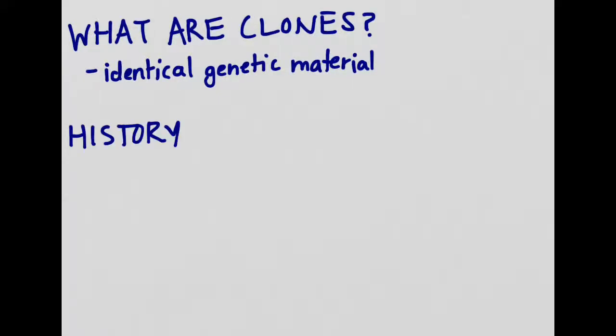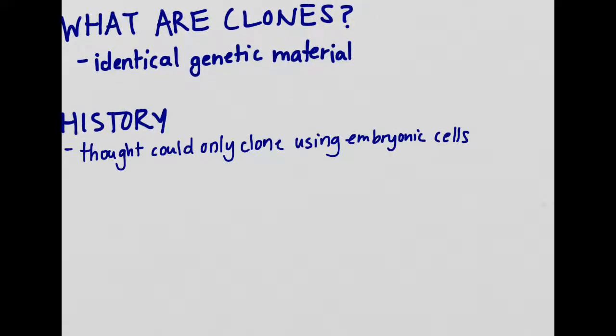Let's talk a little bit about history here. So before Dolly was cloned in 1997, scientists thought that you could only clone an entire animal if you used something known as embryonic cells. And embryonic cells are cells that are present in the early stages of an organism's development. We also call these undifferentiated cells.